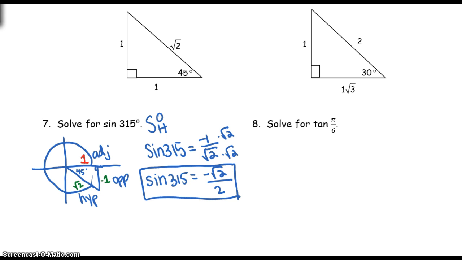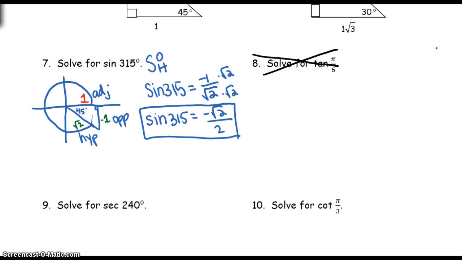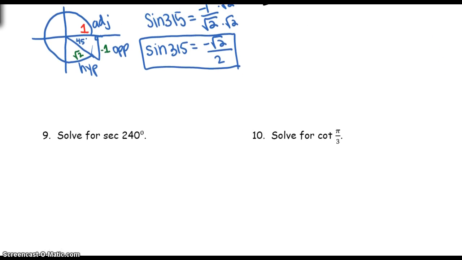Let's talk about number 8. Solve for the tangent of pi over 6. This is actually a problem that I don't really want to get into just yet. I would rather wait till we get to unit circle stuff. So we're going to just cross off number 8 for now. Okay, so just cross that one off. So let's keep moving downward here. So I think I'll leave 9, but let's talk about 10 a little bit.